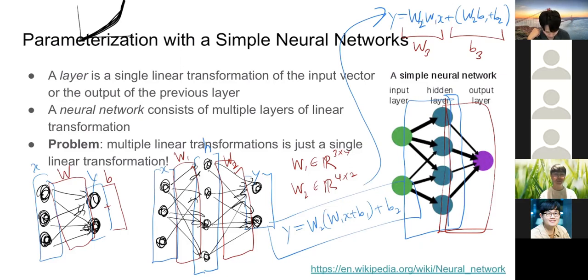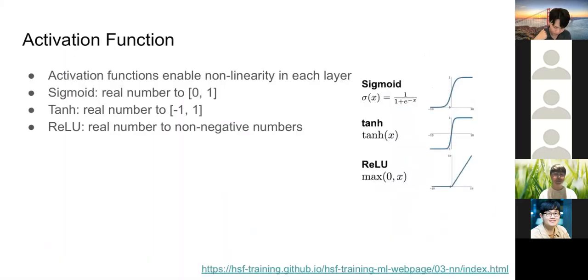And so what is the solution to this problem? The solution is that you have to put something called an activation function. Activation functions enable nonlinearity in each layer. There are three most popular activation functions, namely sigmoid, tanh, and ReLU. Not just that, but I can also add softmax to this too.